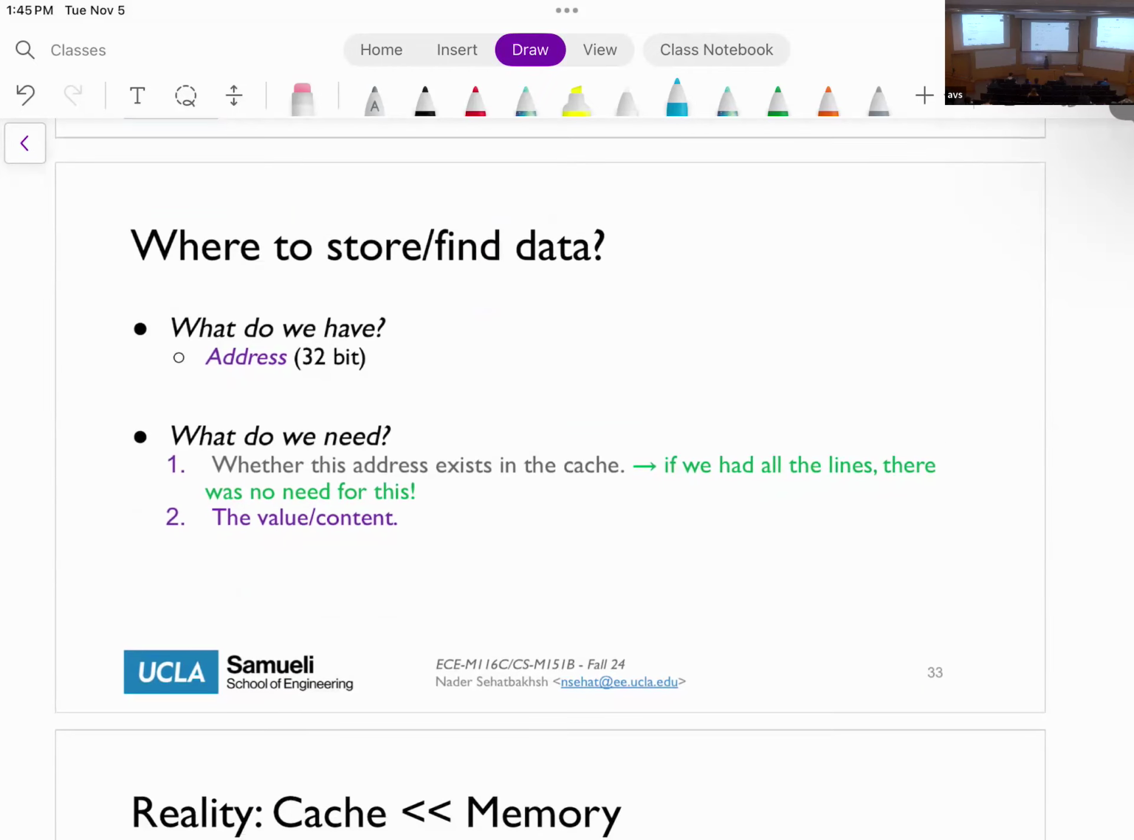I need some form of a mechanism to tell whether the data is there or not. So I need a mechanism to quickly check my cache and say that, yes, your data is here, here's the value, or the data is not there. Because remember, there are many, many times that the data is not going to be there, okay?